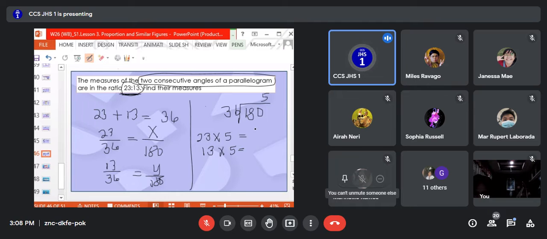How much is 23 times 5? According to your calculator, it's 115. And this one is 65. So the total number of degrees to check should be equal to 180 degrees.